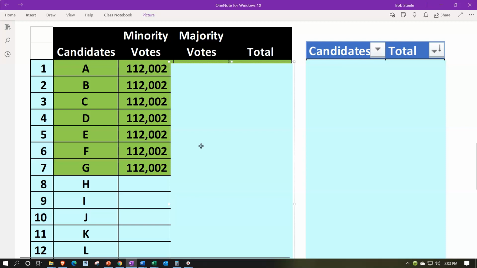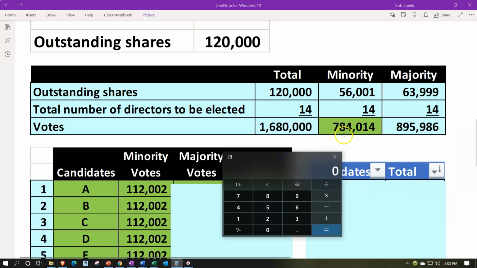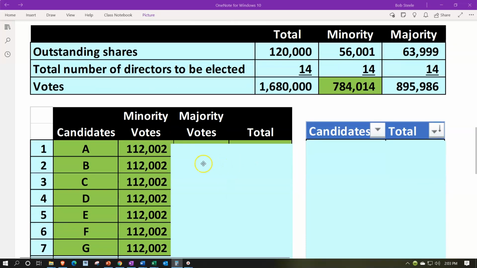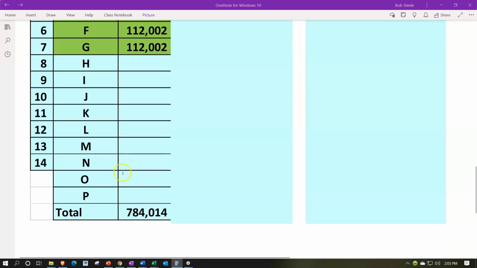So what we're going to do is take the number of votes that we have, which of course is the 784,014 divided by 7, and then we'll just allocate our votes out at 112,002 all the way out for our 7 candidates. That's going to add up to the 784,014.